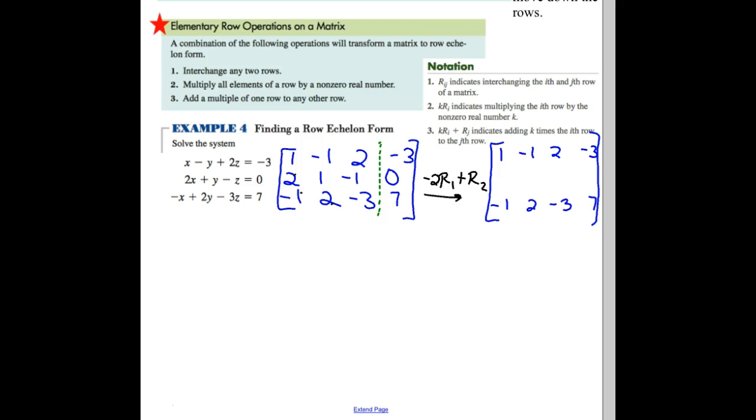So negative 2 times 1 plus 2, 0. Negative 2 times negative 1 makes 2. Added to the 1 makes 3. Negative 2 times 2 is negative 4. Adding it gets me a negative 5. Negative 2 times negative 3 is 6. Adding it to 0 is 6. We good? All right. What's our next step?